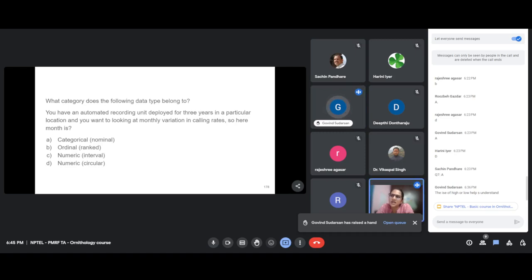Okay, so suppose you say average monthly calling rates, or total monthly calling rates. Well, the idea was just to mention that the time point repeats itself. If that makes sense.